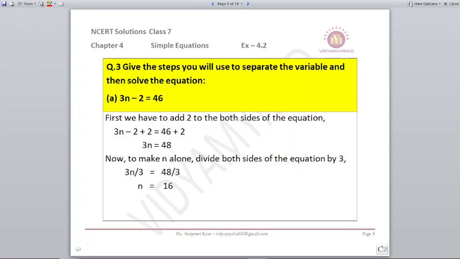Next, give the steps you will use to separate the variable and then solve the equation. Now again we have the equations with us. 3n minus 2 is equal to 46. The first step is there is minus 2 with the variable. What will I do? I will do plus 2 on both the sides. So it becomes 3n minus 2 plus 2 is equal to 46 plus 2, which means 3n is equal to 48. Now 3 is with n, I have to remove 3. So I need to divide both the sides by 3. 3n upon 3 is equal to 48 upon 3. So it becomes n is equal to 16.